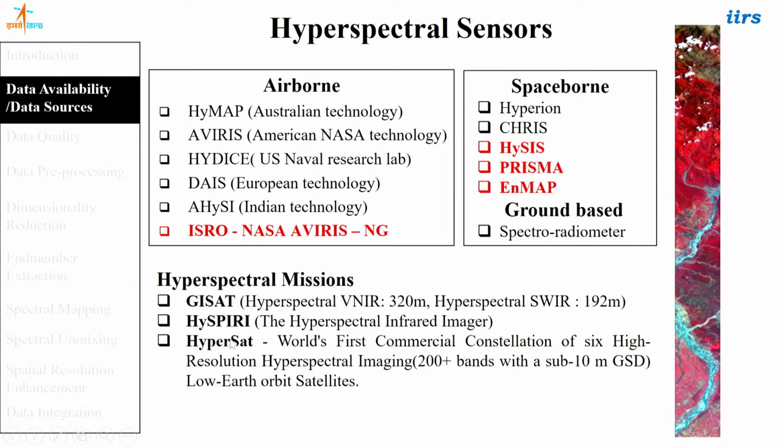Coming to the other sensor, HyspIRI is one of the sensors which is going to be launched by NASA, and it is going to have 60-meter resolution, but the swath width will be larger. In the case of Hyperion, the swath width was very narrow, around 7.5 kilometer only. Hypersat is called the world's first commercial constellation of 6 high resolution hyperspectral imaging satellites, which will have 200 bands and sub 10 meter ground spatial resolution.